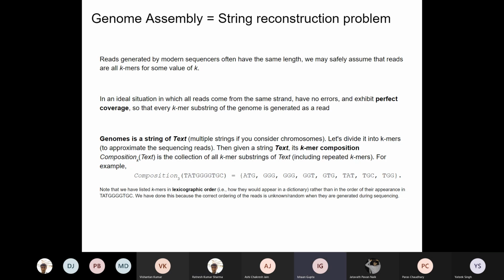No, sir. Okay. So I'm just repeating myself here as I end the class. Reads generated by modern sequencers often have the same length, so we can safely assume that the reads are all k-mers of the same value of k. All right, can somebody tell me why this is the case? What part of the sequencing pipeline that I have talked to you about ensures that the reads are almost of the same length?